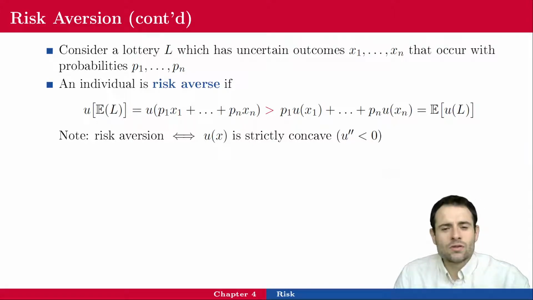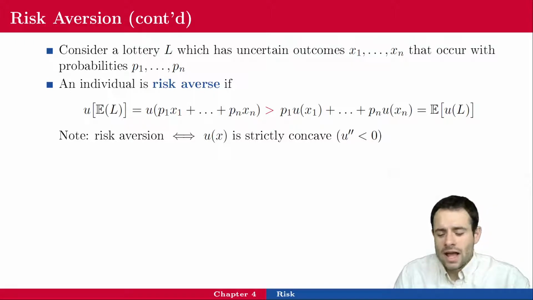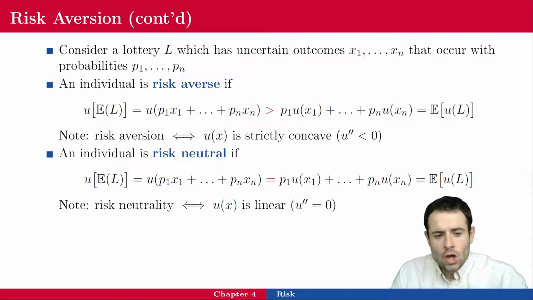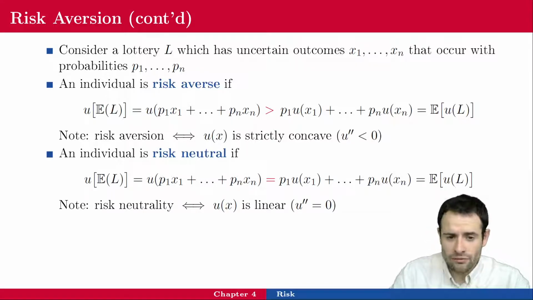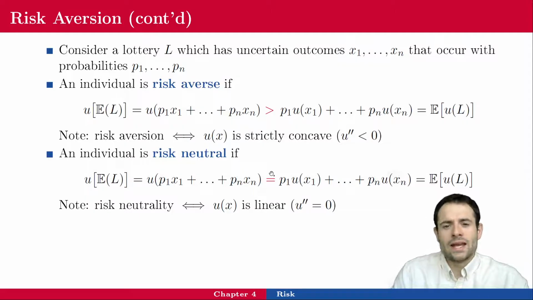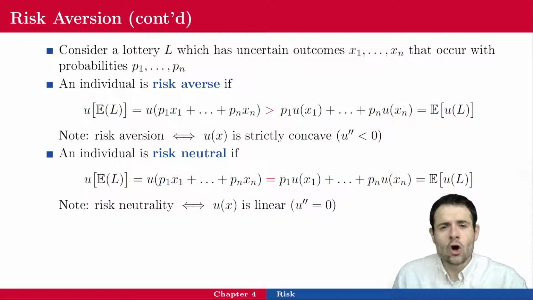If somebody is risk averse, the opposite means that somebody is a risk lover. And in the middle, we have a concept called risk neutrality. An individual is risk neutral if this inequality becomes an equality. If you do not mind between getting the average gain of the lottery for sure or playing the gamble, then you are risk neutral.